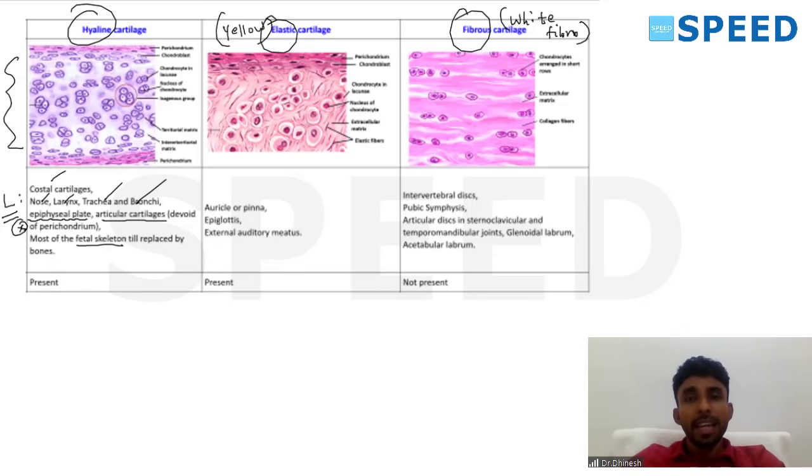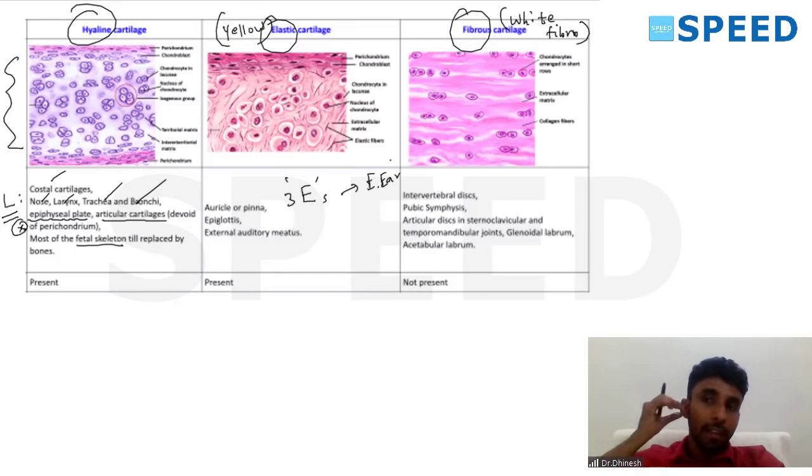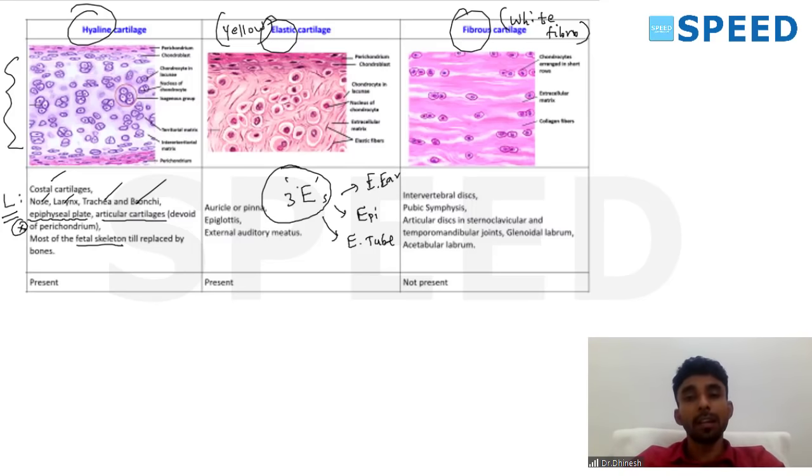The three classical examples for elastic cartilage can be remembered as 3 E's. One is the external ear, that is the auricle, otherwise called pinna, and the external auditory meatus. Another one is the epiglottis. Another one is the Eustachian tube, also called the auditory tube. All start with E.